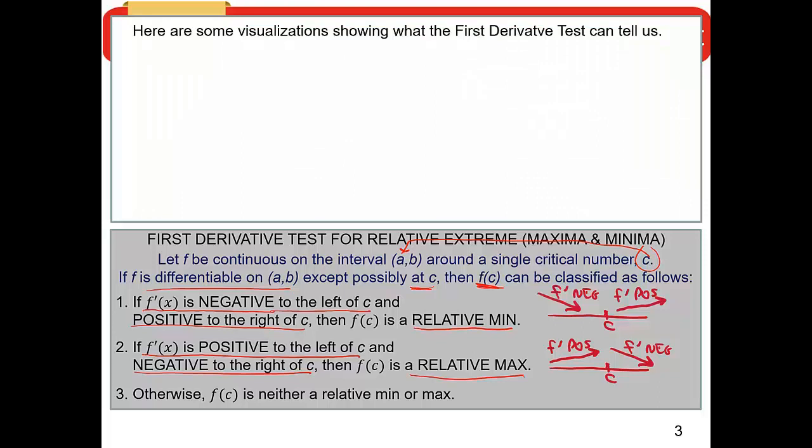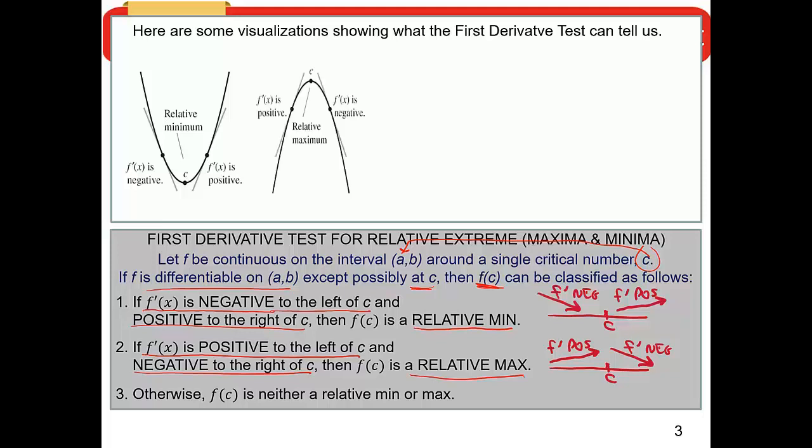Here are some ways to look at this and get in your head some visualizations that'll help you see what we're talking about. Here's the case where c is a relative minimum. You have a function that going from left to right dips to a minimum and then starts back up. You can see on the left side the derivative is negative, and on the right side of c the derivative is positive. That shows you that you're at a relative minimum at c.